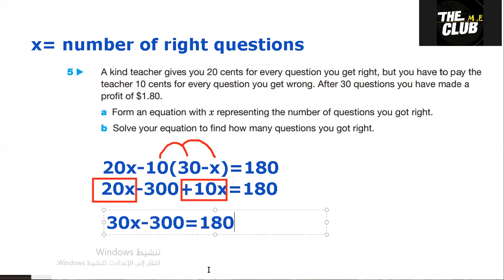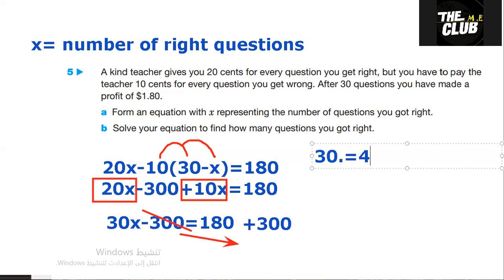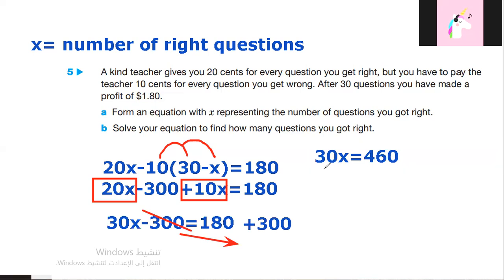Now I'm going to take the 300 to the other side. It's going to be plus 300, so it's going to equal 460. So 30x equals 460. What's next? We divide by 30. Divide by 30.